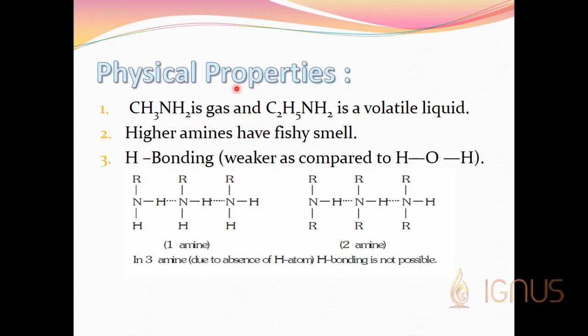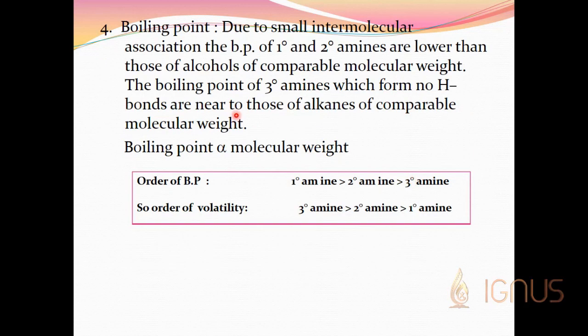Next, physical properties of amine. Here CH3NH2, methylamine, is a gas and ethylamine is a volatile liquid, and higher amines will have a fishy smell. Here there is hydrogen bonding, but it is weaker compared to water. Boiling point. Due to small intermolecular association, the boiling points of primary and secondary amines are lower than those of alcohols. The boiling points of tertiary amines, which form no hydrogen bond, are near to those of alkanes.